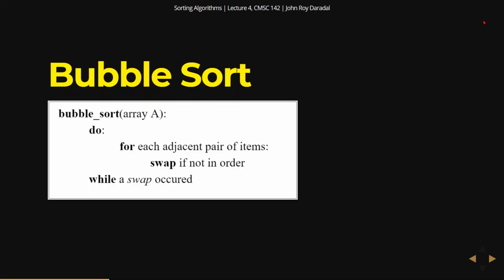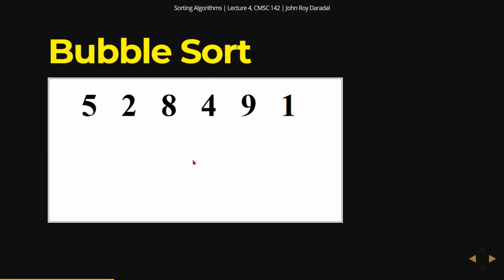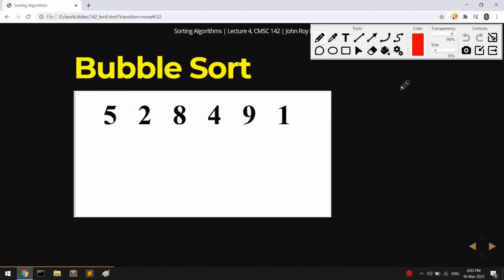Okay, so this is the pseudocode for bubble sort. So do the following while a swap occurred. So for each adjacent pair of items, swap if they are not in order, and do this repeatedly while a swap occurred in the previous iteration. Okay, so that's what we'll do. So let's see an example.